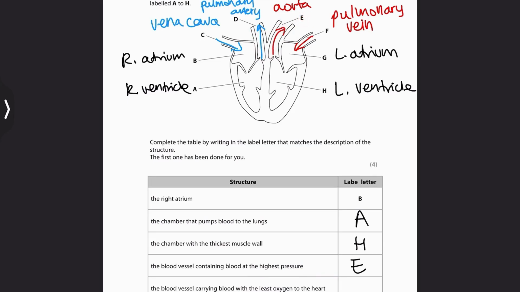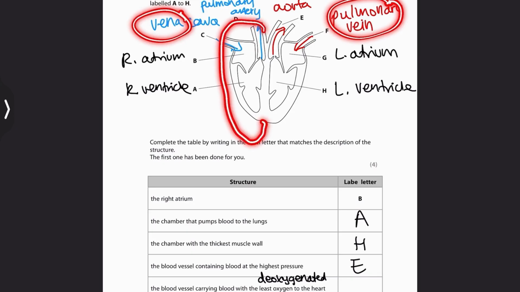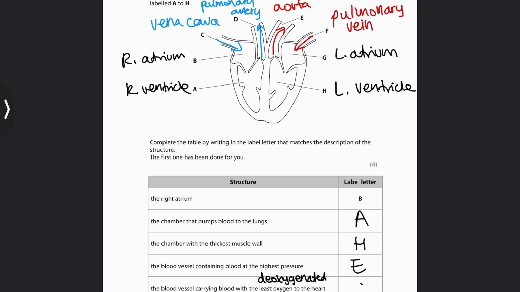And then finally, the blood vessel carrying blood with the least oxygen to the heart. Where is it carrying the least oxygen? When I say least oxygen, it means deoxygenated blood to the heart. When you see the words to the heart, you should be thinking veins. So it's either going to be vena cava or pulmonary vein. And which one has deoxygenated blood? It's got to be the right side of the heart. And therefore, it's got to be the vena cava, and that will be C.